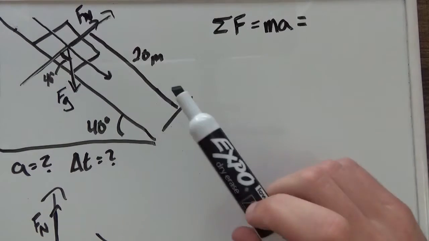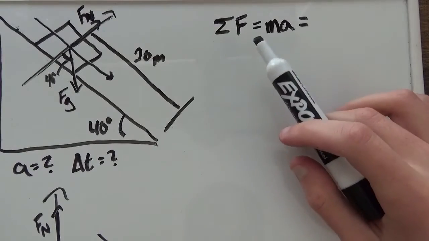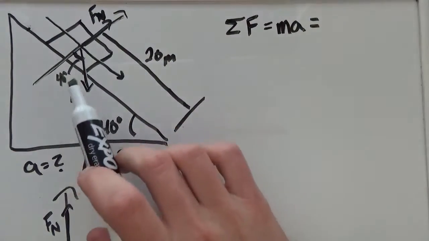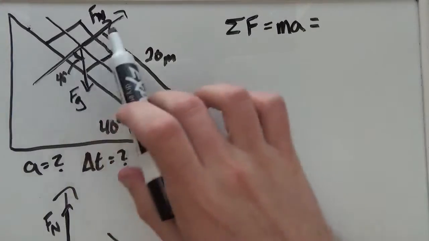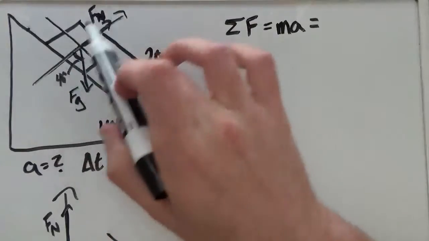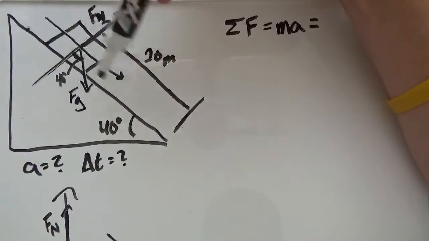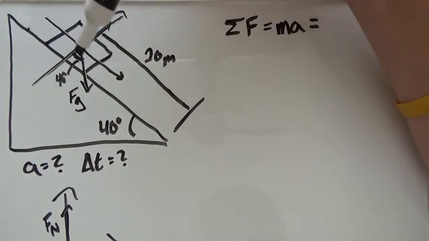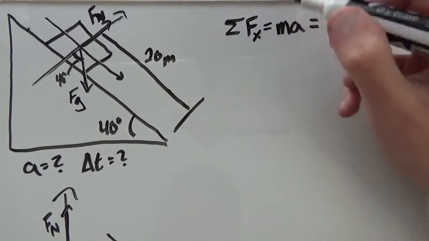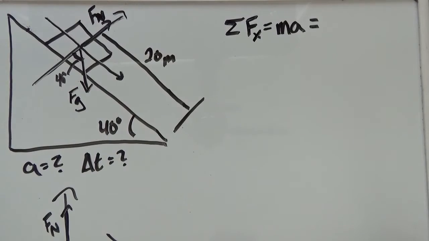Now what we're concerned about, I should have added this before, is that our direction of concern is not our up and down here, right? We know it's not accelerating in this direction. We're concerned about how fast it's moving down the ramp, right? So we're really just concerned about what we've labeled as our x direction here, our sum of forces in the x direction, right?